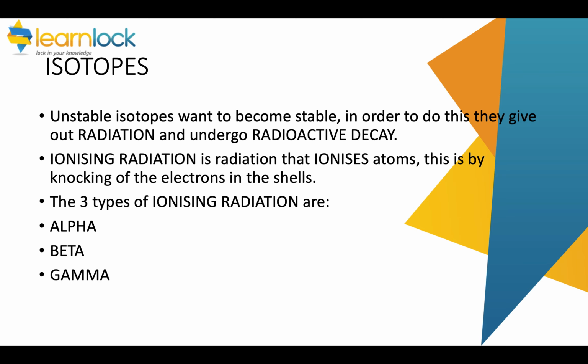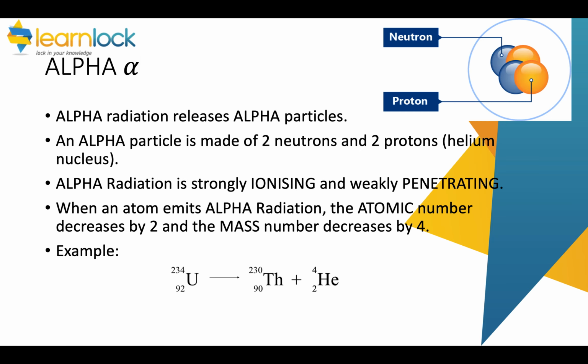Radiation is often called ionizing radiation, and that means it ionizes atoms by knocking off the electrons in the outer shells. The three types of ionizing radiation we're going to look at are alpha, beta and gamma.